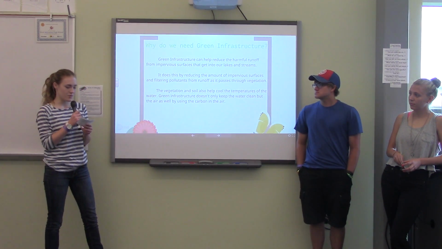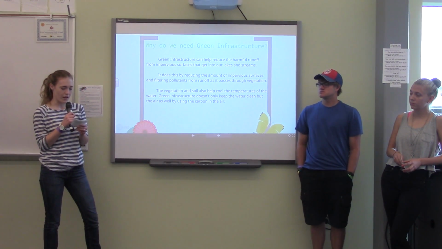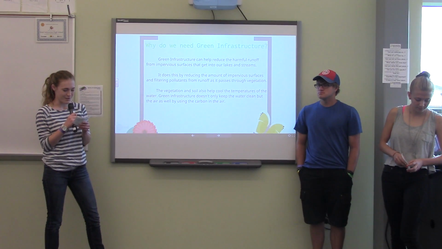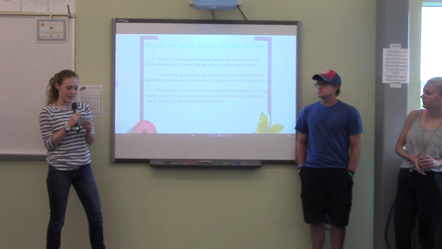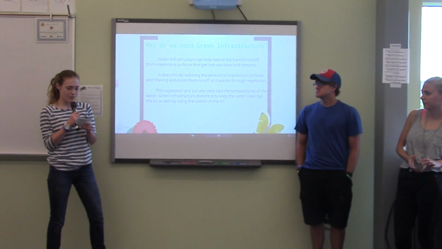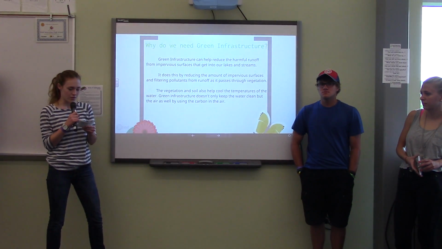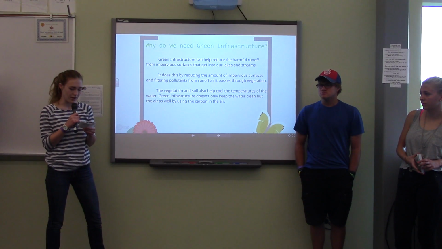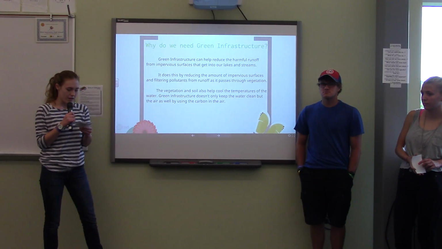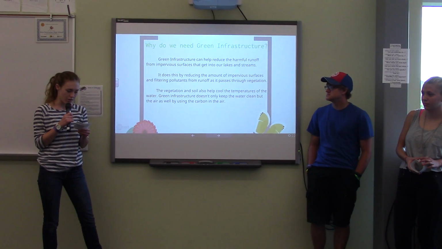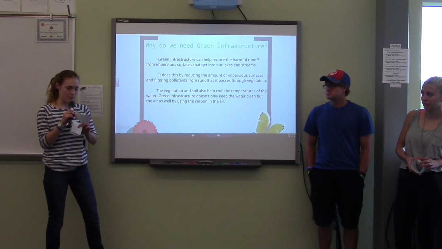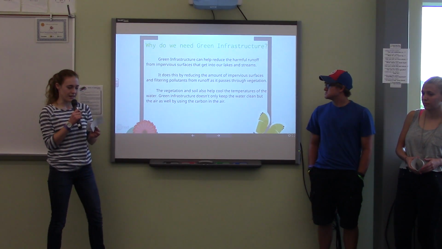Green infrastructure helps reduce the harmful runoff and wastewater that warms as it passes over impervious surfaces and leaks into our lakes and streams. It can do this by taking up area that would otherwise be covered in impervious surfaces. The soil and vegetation filter the runoff and help cool the temperature of the water. Not only does green infrastructure keep water clean, but also the air, by consuming the carbon dioxide in the air.